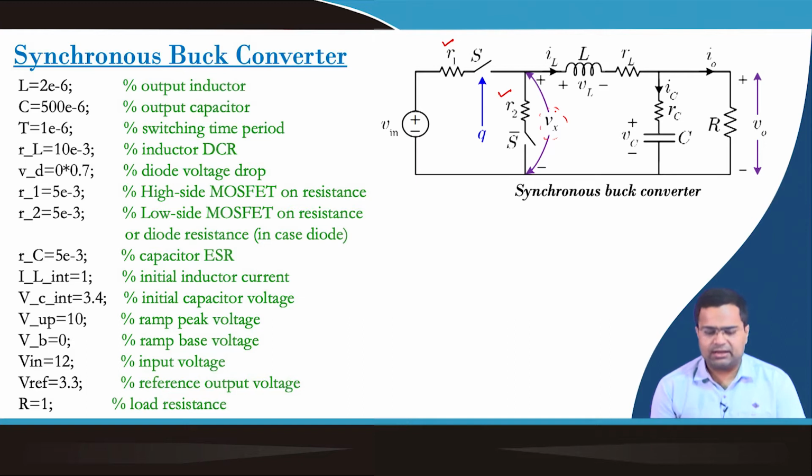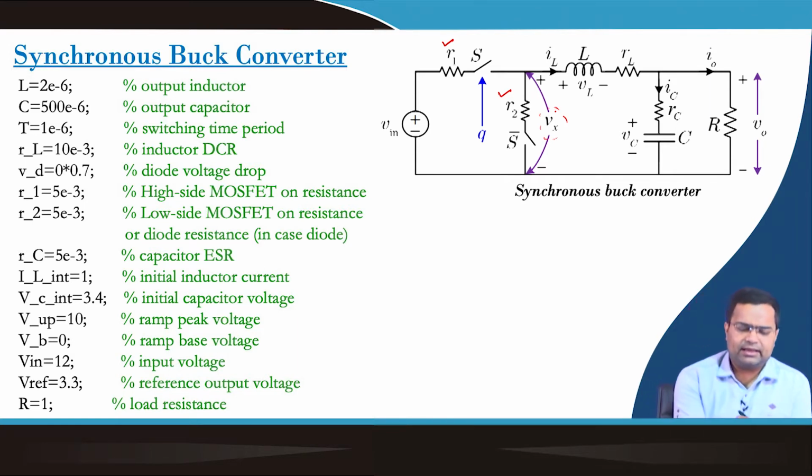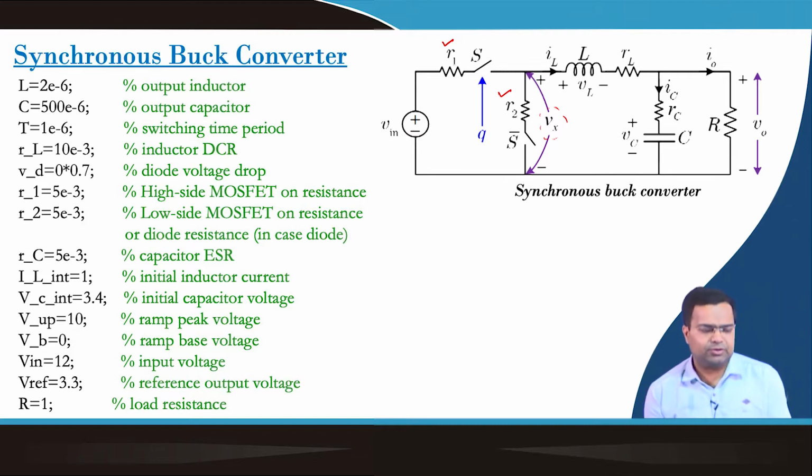So, before I start, I am going to show a few simulation case studies in which I set the parameters like L equal to 2 microhenry, C equal to 500 microfarad, T equal to 1 microsecond. Although this L I have taken quite large because we are operating at 1 megahertz switching frequency, this is just to show a case study. In fact, we want to see what is the effect of a larger inductor or a smaller inductor. So, we will take a few case studies.